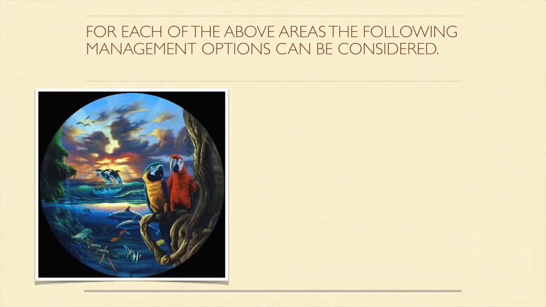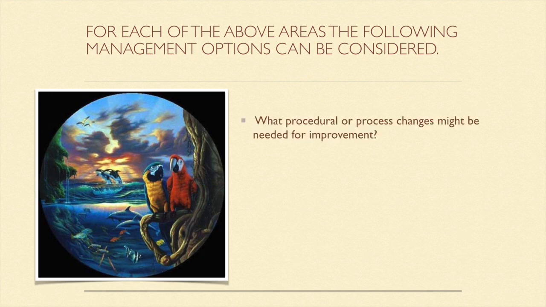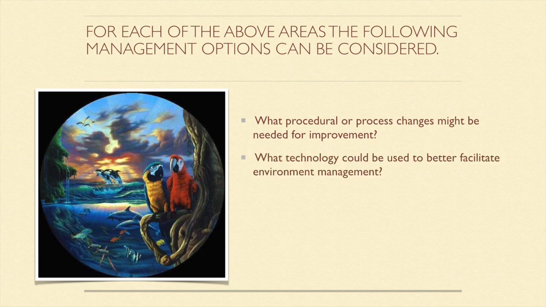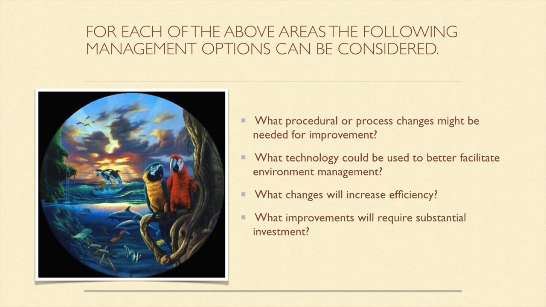For each of the action areas, the following management options can be considered. 1. What procedural or process changes might be needed for improvement? 2. What technology could be used to better facilitate environment management? 3. What changes will increase efficiency? 4. What improvements will require substantial investment? And 5. Will better training address some of the issues?